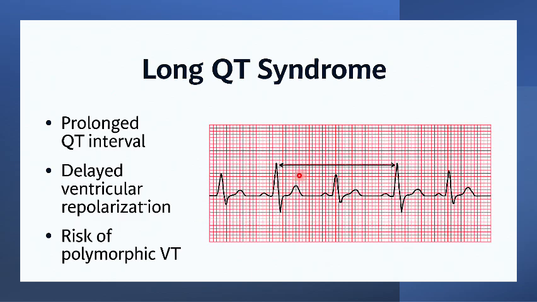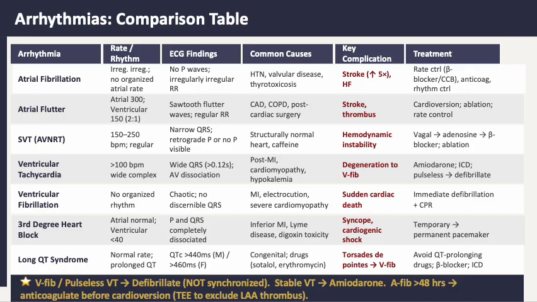And this is what it looks like. So the Q to T, very long. Delayed ventricular repolarization puts you at increased risk for polymorphic ventricular tachycardia. This is a very busy slide. Basically, I put everything from the last few slides on one slide, so it just gives you a rundown if you want to compare them side by side. It also talks about the key complications and then treatment.